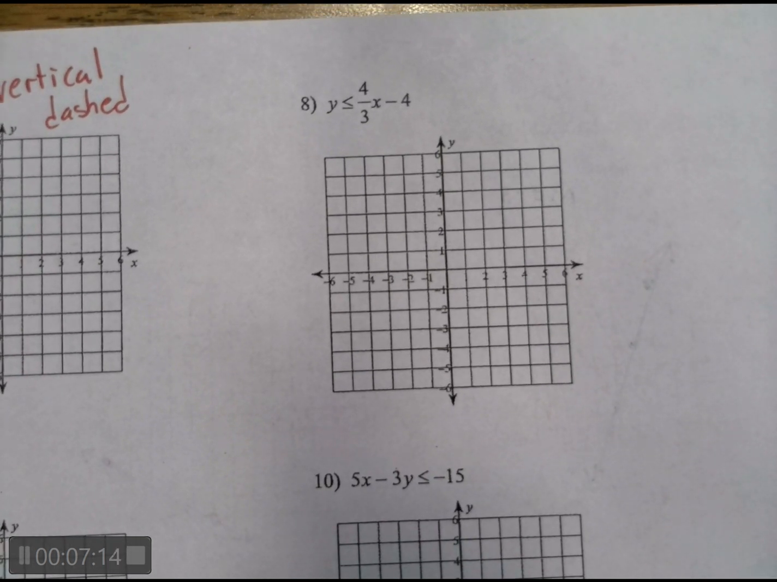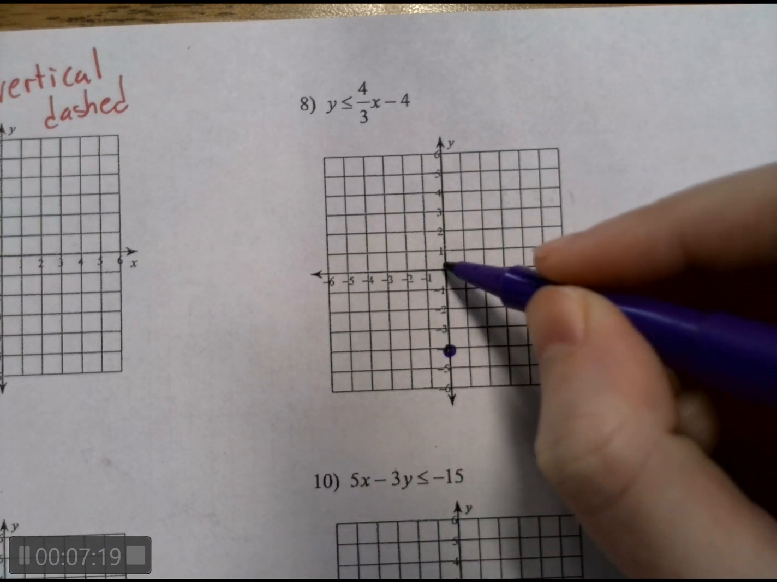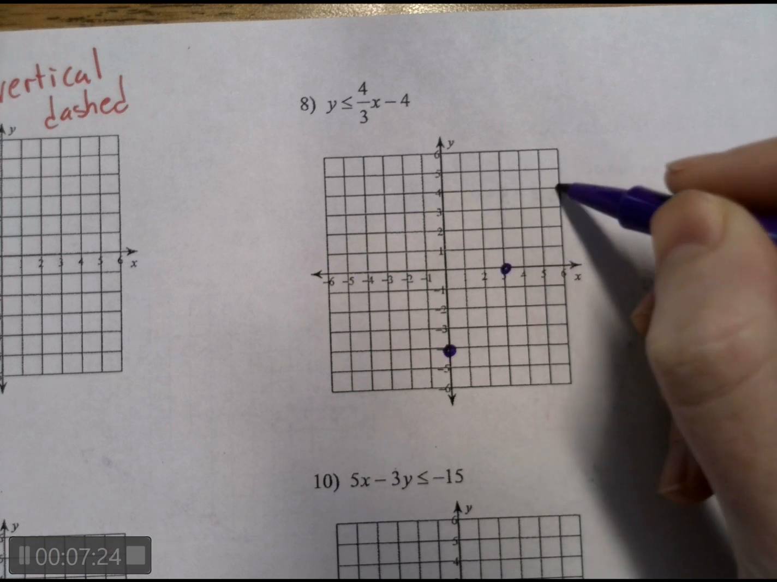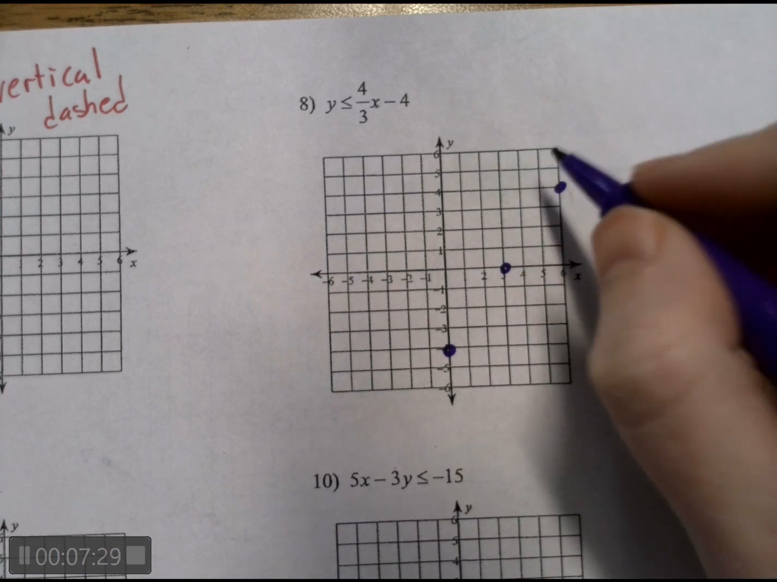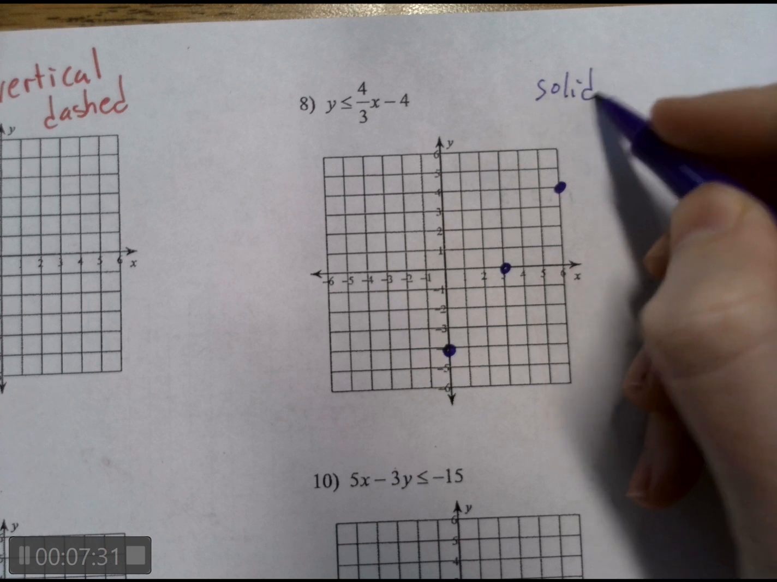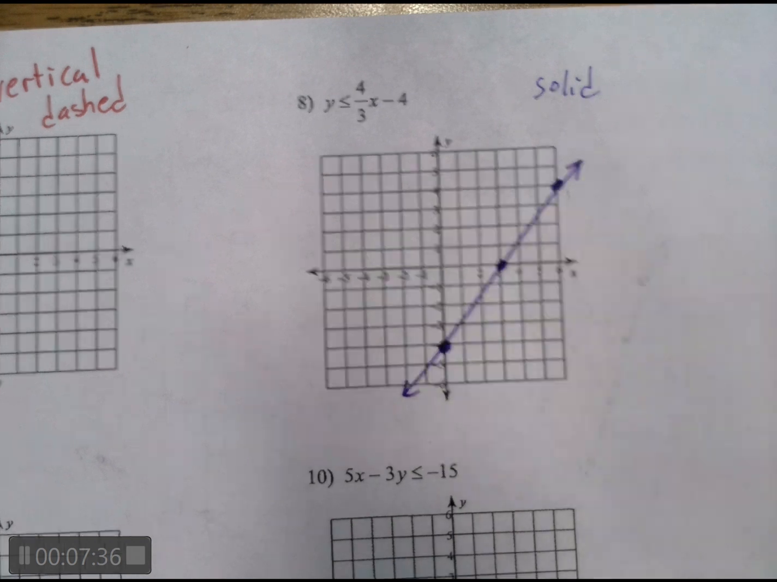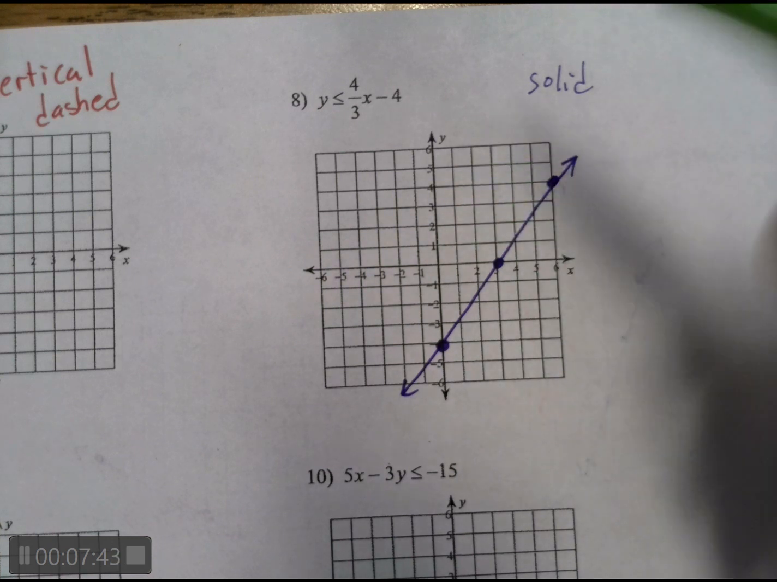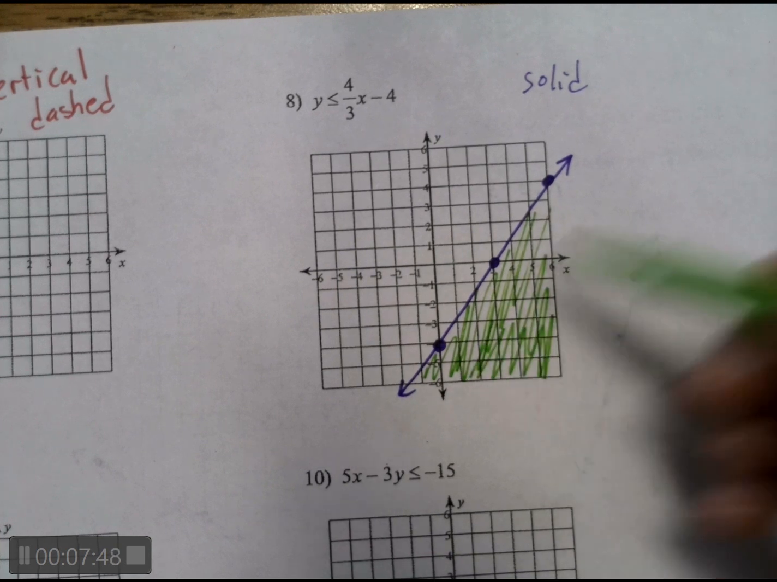Alright, so we start at -4 and we go up 4 to the right 3. And what type of line am I going to draw? Solid. And since y is less than our line, am I going to be above or below? I'm going to be below because y is less than.